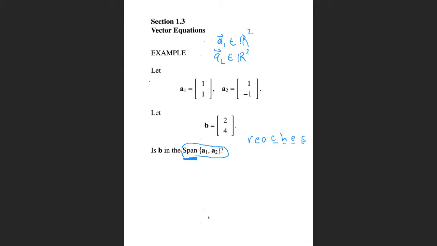So we want to know if the vector B can be reached by a linear combination of A1 and A2. There you go, Mikhail, wingspan. So let's see how this works.